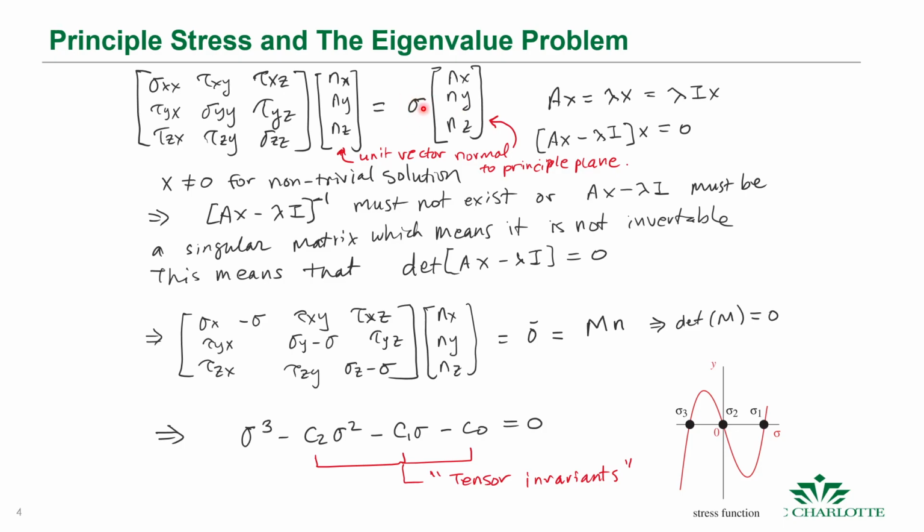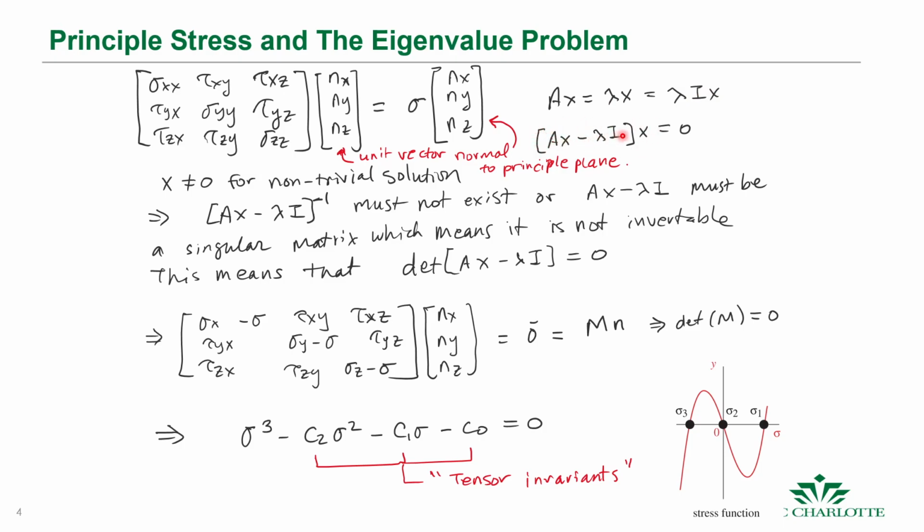then we can find our principal stresses. So this equation here for this three-dimensional state of stress is actually what's called an eigenvalue problem, okay, in the form of Ax equals lambda x, which is the same as lambda times the identity matrix, where lambda is a scalar. So we can rearrange these equations like this.